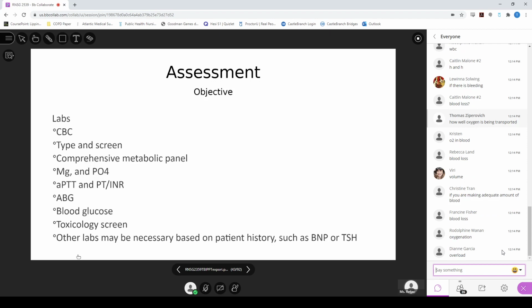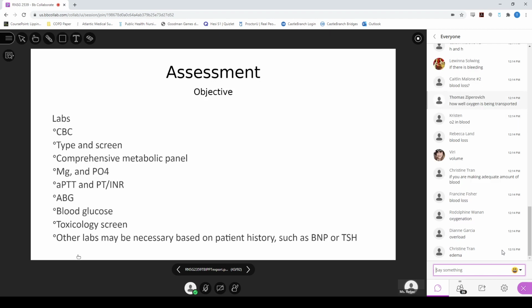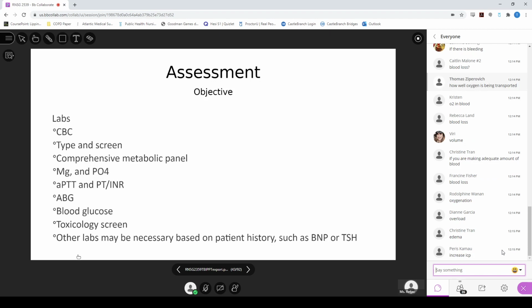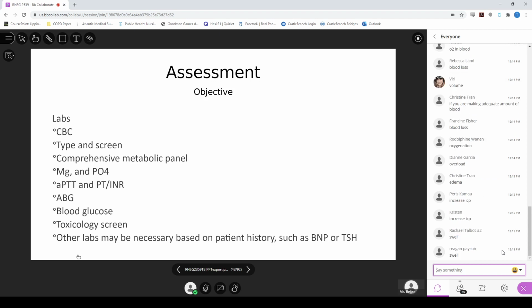Overload. So if you get too much there, what's going to happen to your brain? Edema. What's edema going to do? It's going to increase the ICP. Very good. Okay, so the CBC is going to monitor bleeding, and it's going to look for the anemia with your hematocrit and your hemoglobin. Okay, those need to be fixed immediately. So you're going to need a type and screen because of transfusion, right?